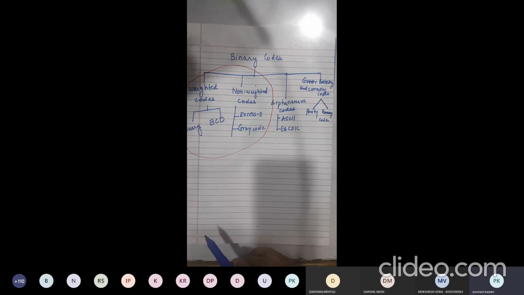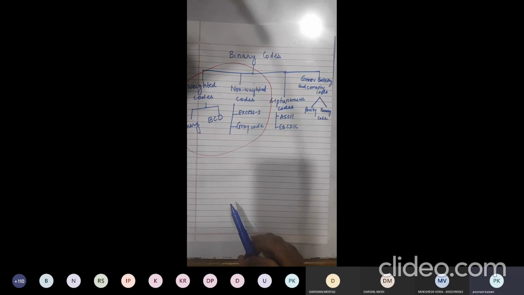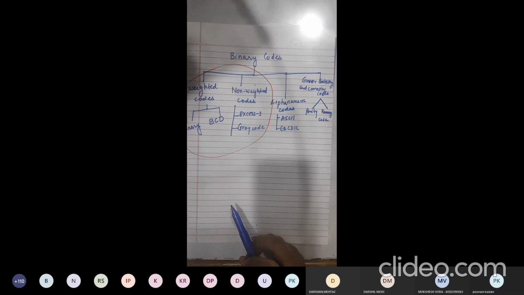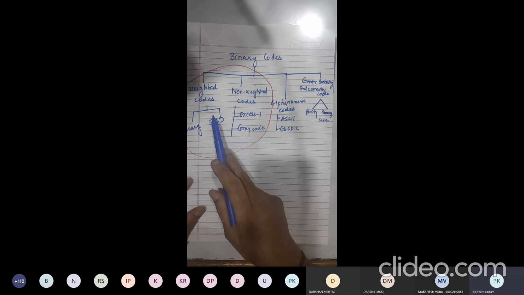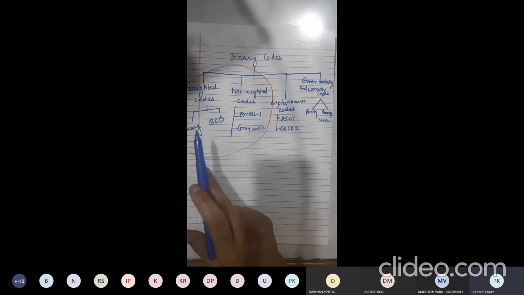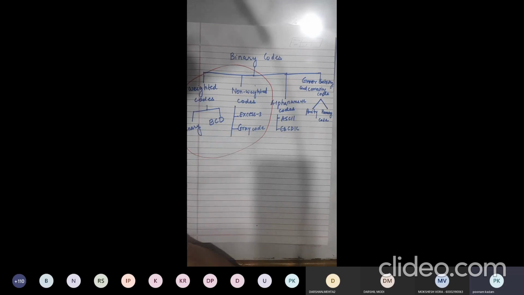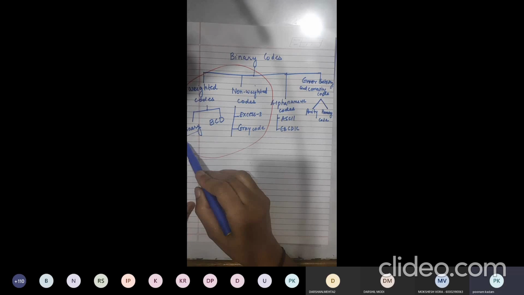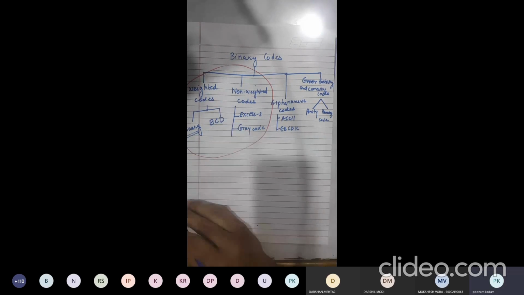Weighted binary codes are those codes that obey the positional weight principle. What I mean to say is that weighted codes are those codes wherein every digit position is associated with weight. So therefore, we have binary number representation under weighted code. We have already looked at the binary number system, and we have seen that it is a positional number system, right? So we can call it a weighted code.